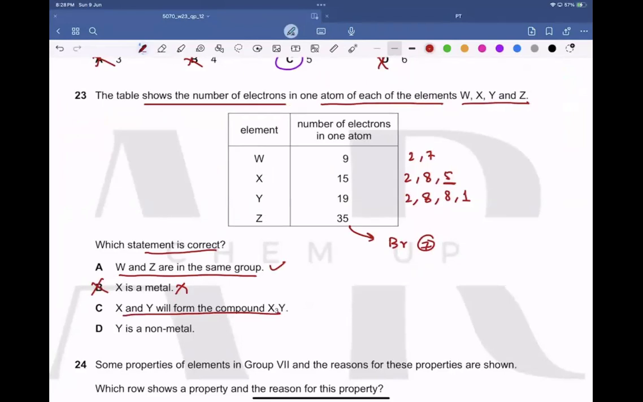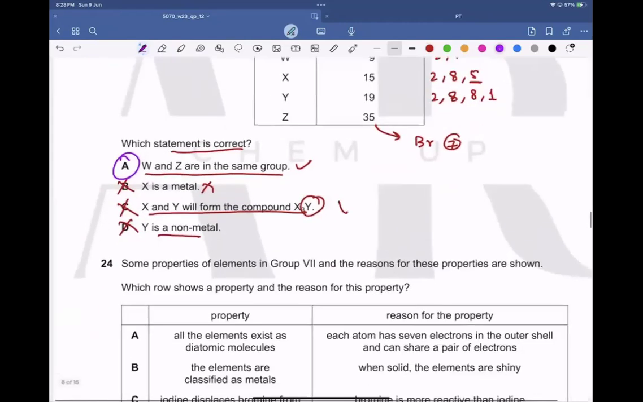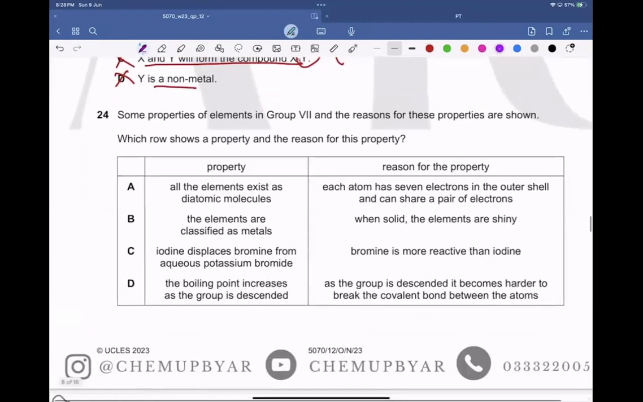No, because Y is a metal. So it's not. And Y is a non-metal. So D goes wrong as well. So A is the correct answer. Now, question number 24.